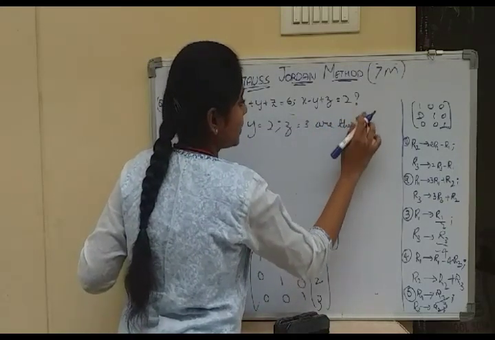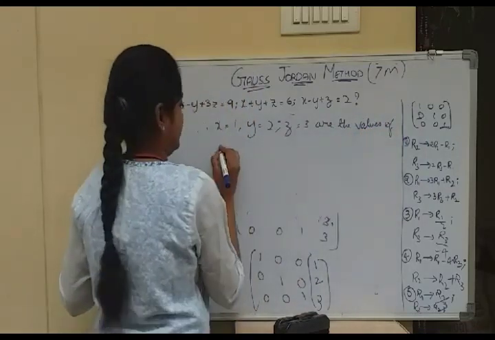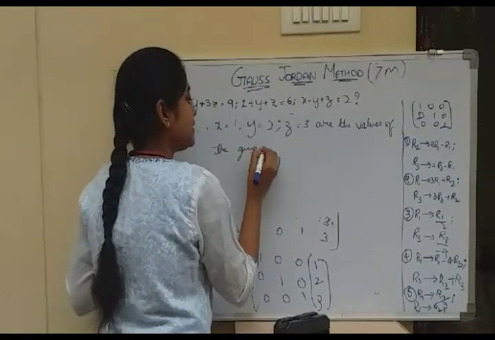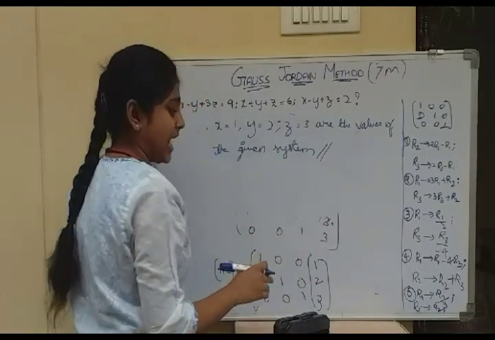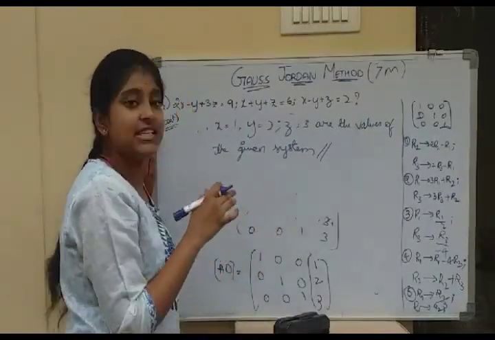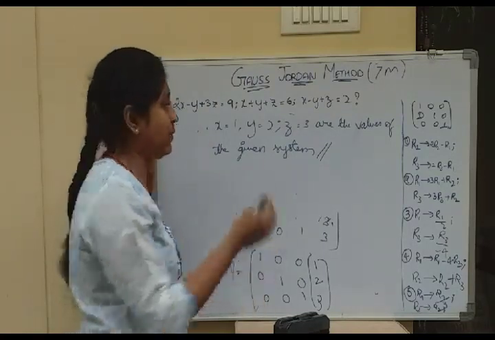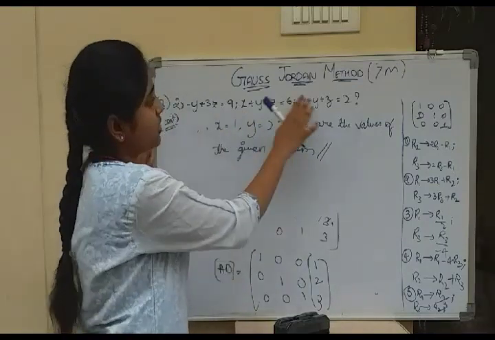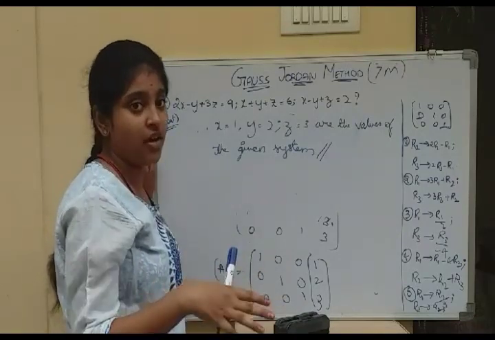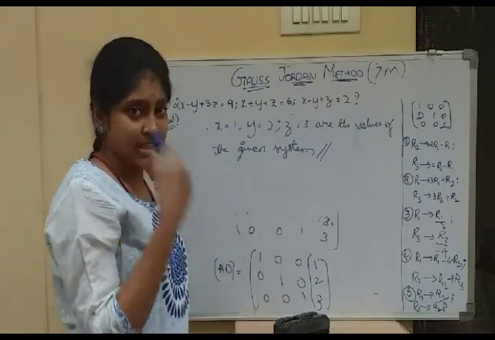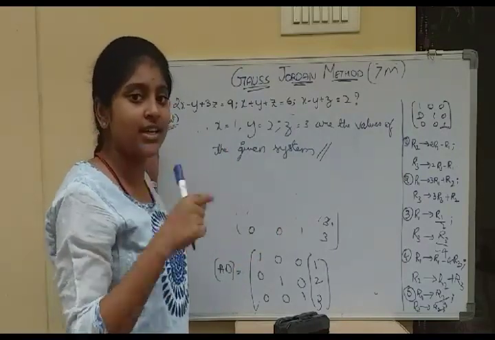x equals 1, y equals 2, z equals 3 are the values of the given system. Okay, this will be the final answer. Actually we have done the same question with Cramer's rule. In the same question, in Cramer's rule we got x, y, z values as 1, 2, 3 only. In Gauss-Jordan we got the same answer, and in the inverse method also we will get the same answers, because the equation is same, so the answer is also same. If the question is same, the answer is also same, but solving it differently.